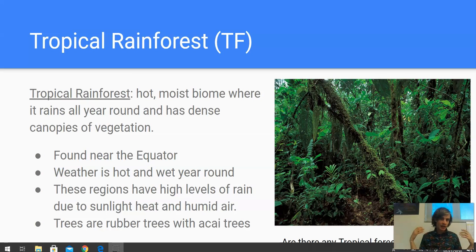These regions have high amounts of rain because they have lots of sunlight, heat, and humid air. They have rubber trees, acacia trees. You're not going to find a tropical rainforest in the United States. We live too far north in latitude to find that. You're going to find these around South America, Africa, Indonesia, where the climate is much warmer.